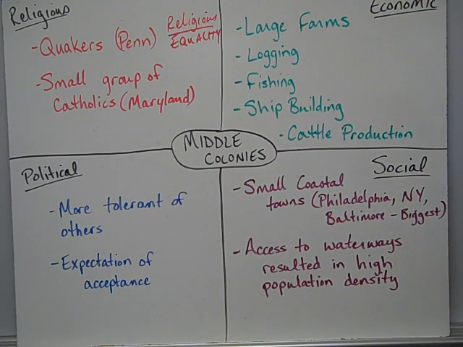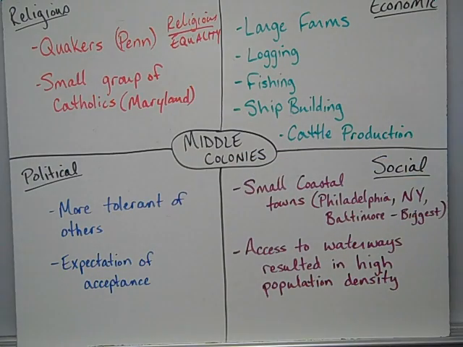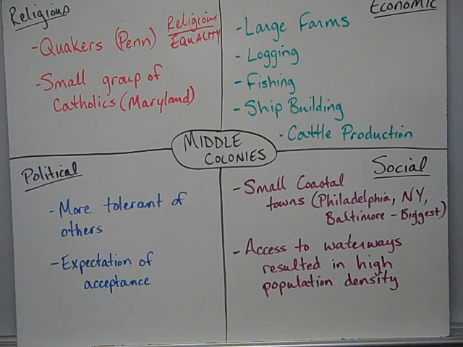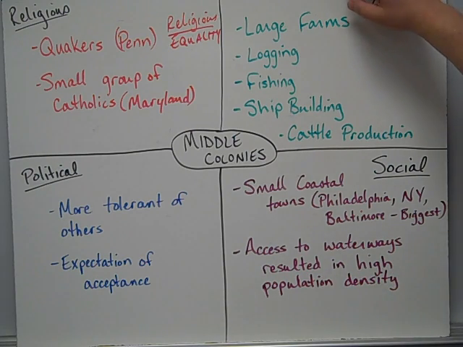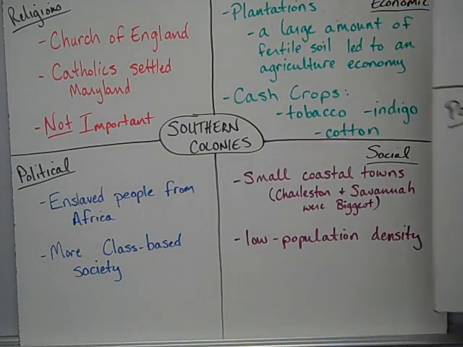As far as the political ideas in the middle colonies, they were more tolerant of others, and that's basically because the Quakers dominated the society. And there was an expectation of acceptance there. As far as the social, there were small coastal towns. Philadelphia, New York, and Baltimore were the biggest cities. Access to waterways also resulted in high population density here in the middle colonies. Let's move on to the southern colony reps.